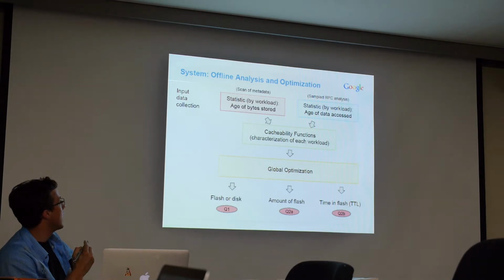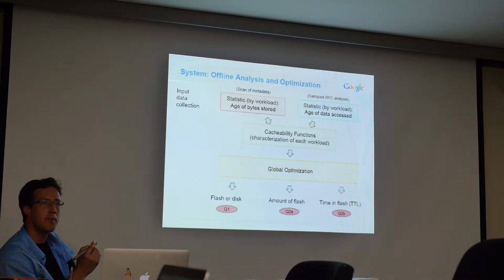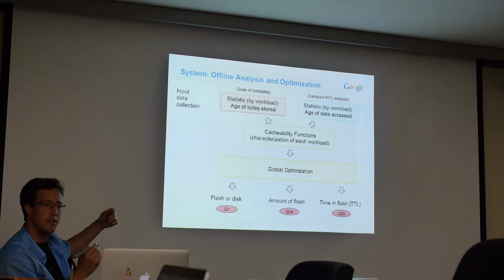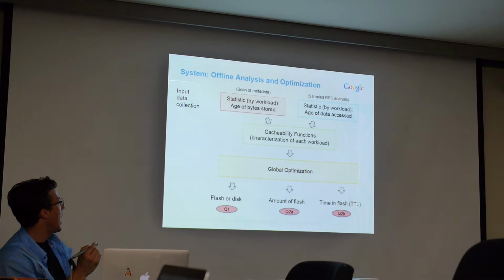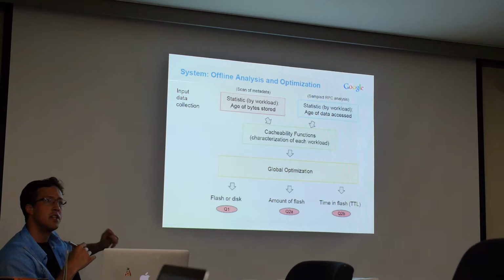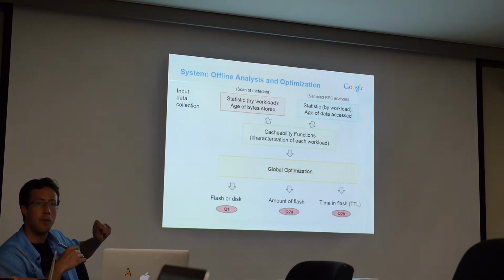First, we gather workload statistics about the age of the bytes that are stored for different users. We look at sample RPC traces to look at the age of the data that is accessed. These are stored as histograms typically, so we can have cumulative distribution functions. We compose them into a cacheability function, and I'll illustrate that on the next slide. And then we take these cacheability functions into a global optimization so that we can solve a linear program to optimally place data on flash so as to absorb the largest number of I/O operations per second.